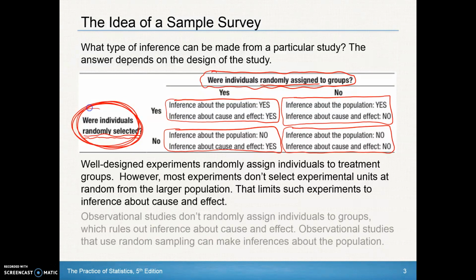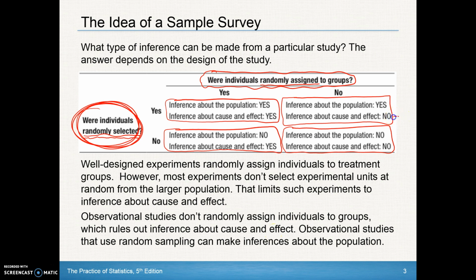Okay. So observational studies don't randomly assign individuals to groups, which rules out inference about cause and effect. So we're not assigning them to groups. We can't establish cause and effect. So observational studies cannot establish cause and effect. But observational studies that use random sampling, we can make inferences about the population. So we can have that situation.